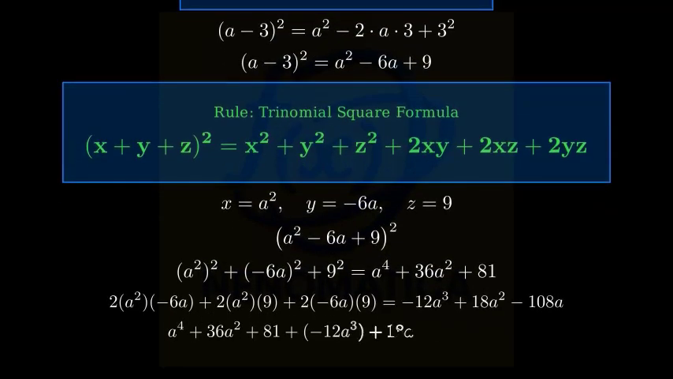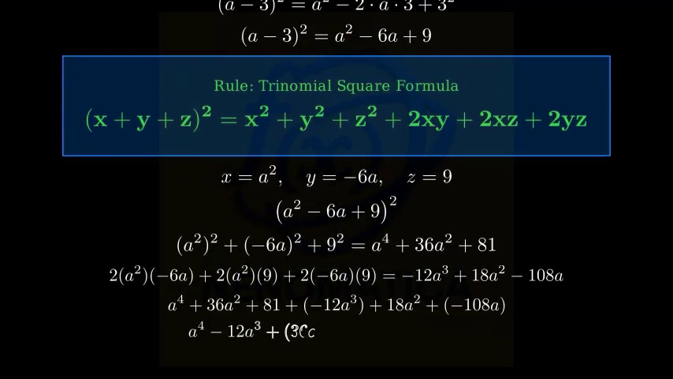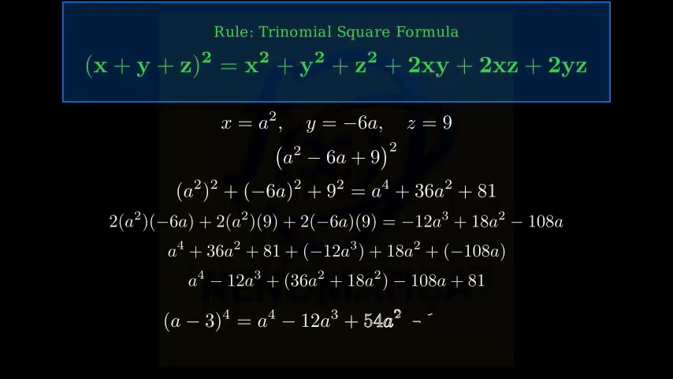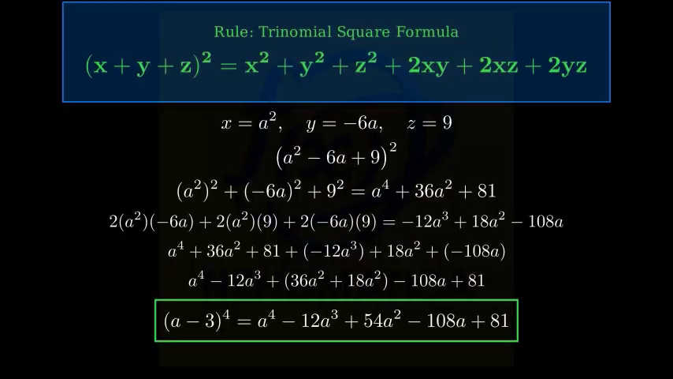We have a to the 4th power minus 12a cubed plus 36a squared plus 18a squared minus 108a plus 81. We can further simplify by combining like terms. 36a squared plus 18a squared gives us 54a squared. So our final expansion is a to the 4th power minus 12a cubed plus 54a squared minus 108a plus 81.